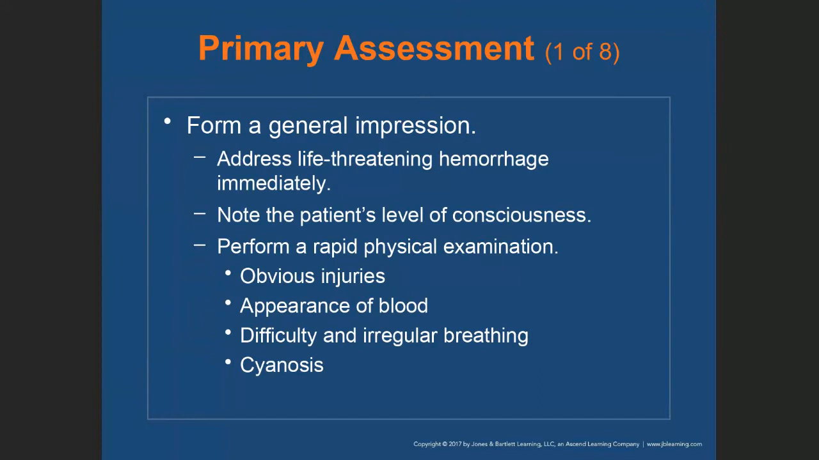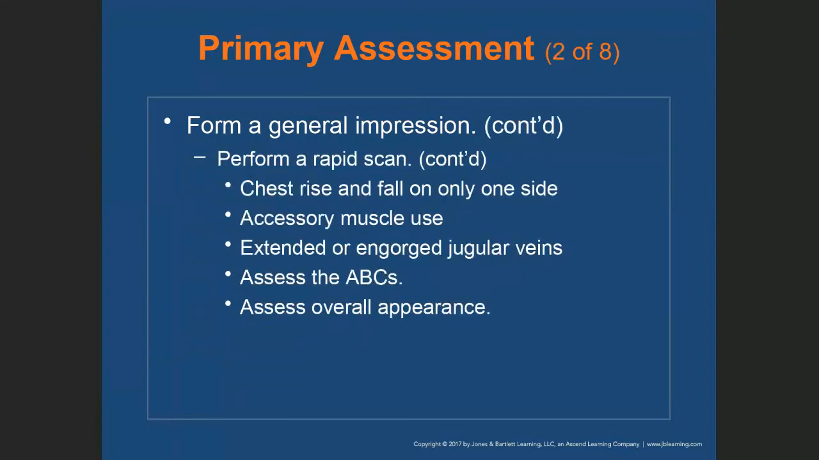Look for obvious injuries, the appearance of blood, difficulty and irregular breathing, and cyanosis. Chest rise and fall on only one side. Accessory muscle use, extended or engorged jugular veins. These are things that should be a red flag for you. Assess the ABCs, and assess overall appearance.